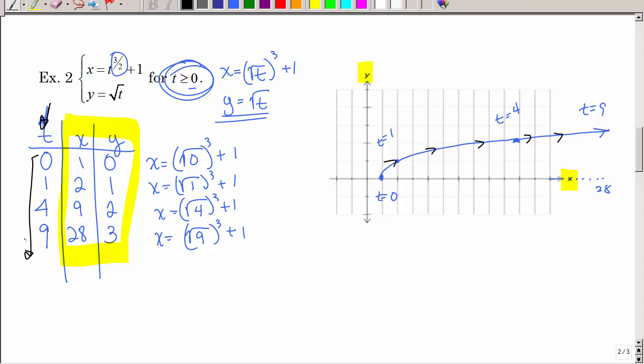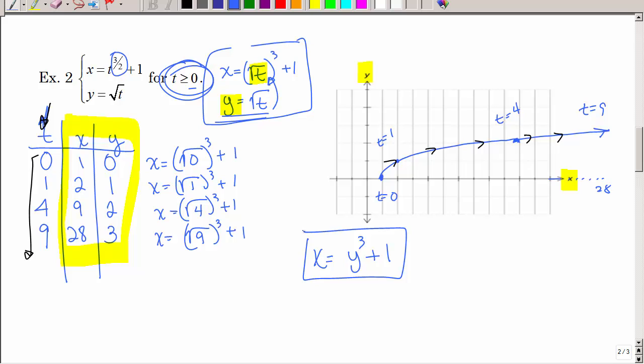Now let's eliminate that parameter. If I go back to here, the square root of t is already solved for, and I can just plug that back in here. So I have x equal, and in place of the square root of t, I can put y. So I have y cubed plus 1.